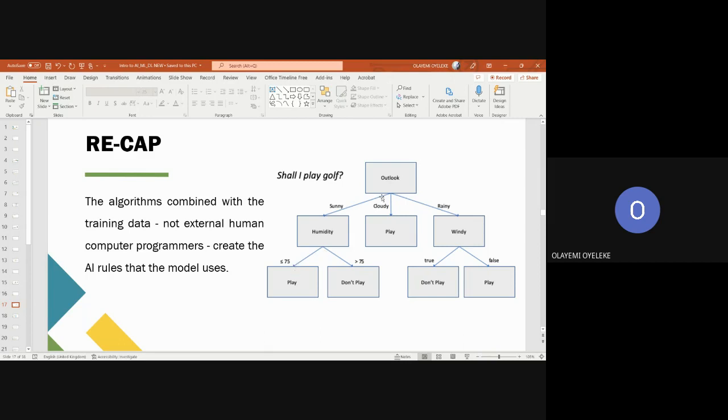That means the weather will be good. But if it is sunny, but the humidity is greater than 75, then don't play. That will be the outcome or the prediction that comes from the trained model. It's going to tell you not to go out to play. That's its own prediction.